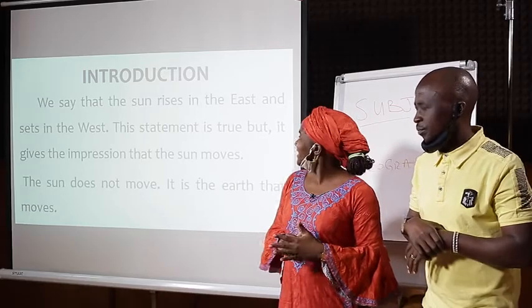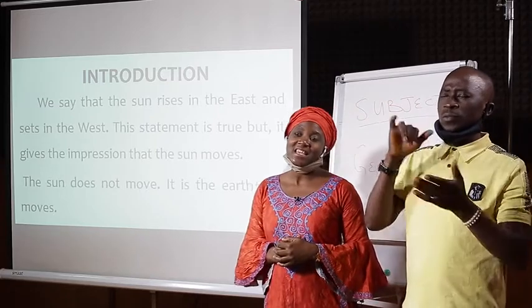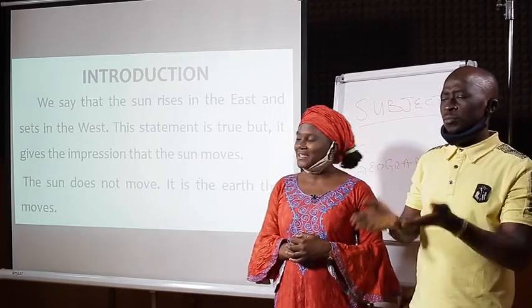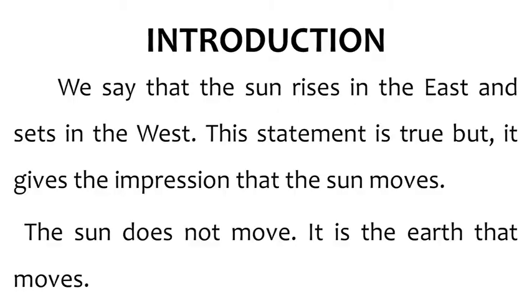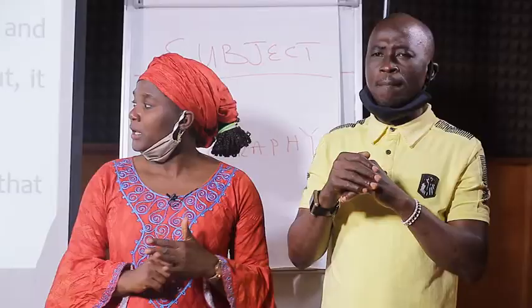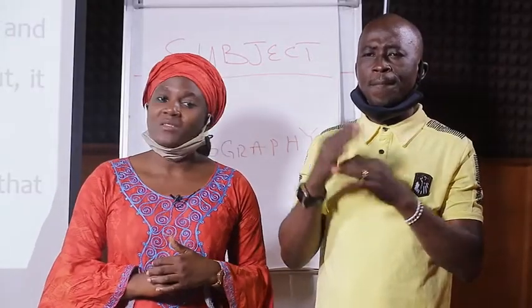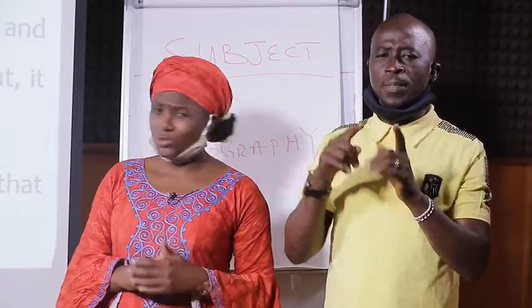We say that the sun rises in the east and sets in the west. This statement is true, but it gives the impression that the sun moves. The sun does not move. Now, what do we mean when we say that the sun does not move?